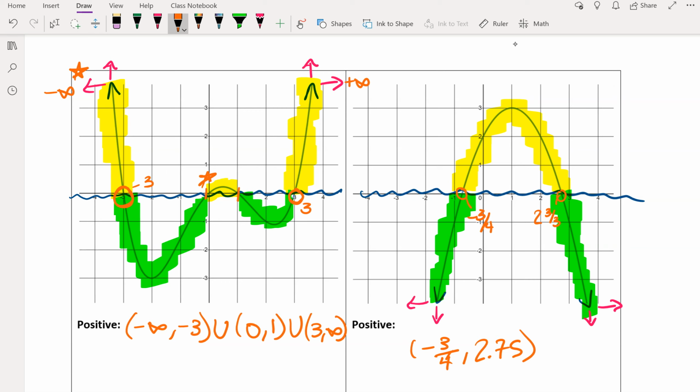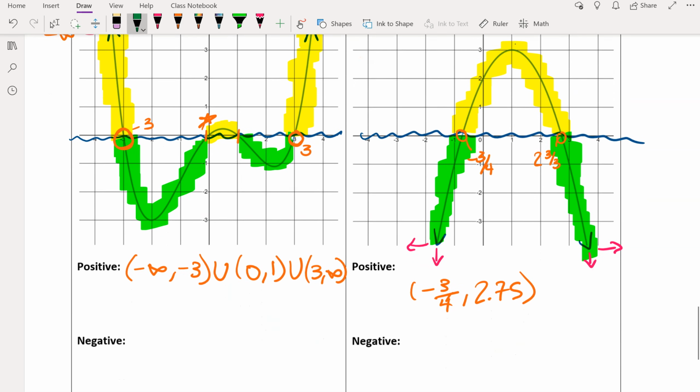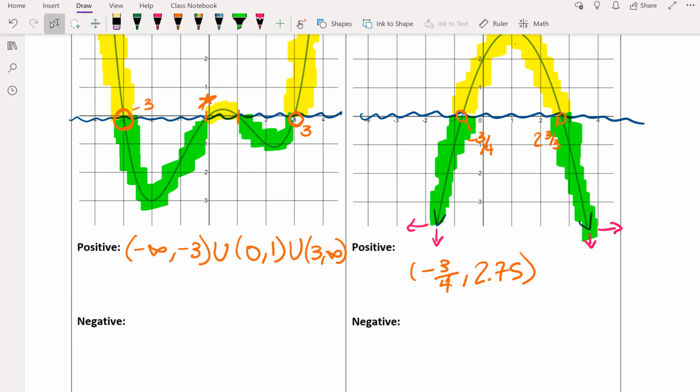Okay, let's go ahead and do negative. So where are we negative? On the first graph, we are negative from x equals -3 to 0. And there's another spot. X is 1 to x is 3.